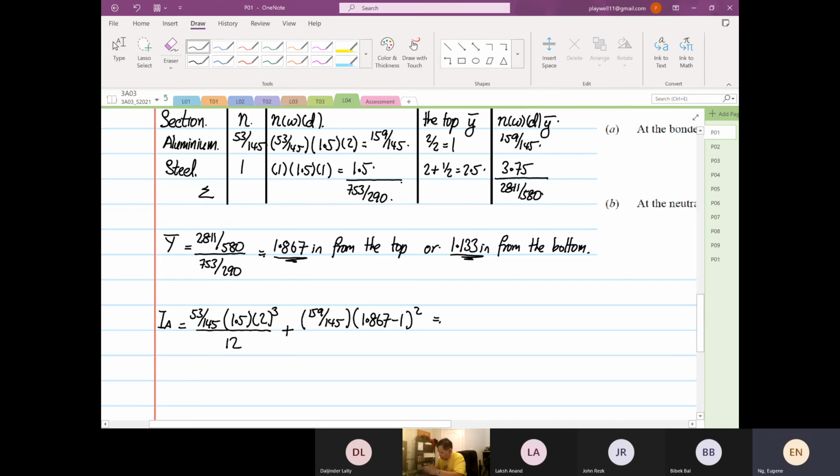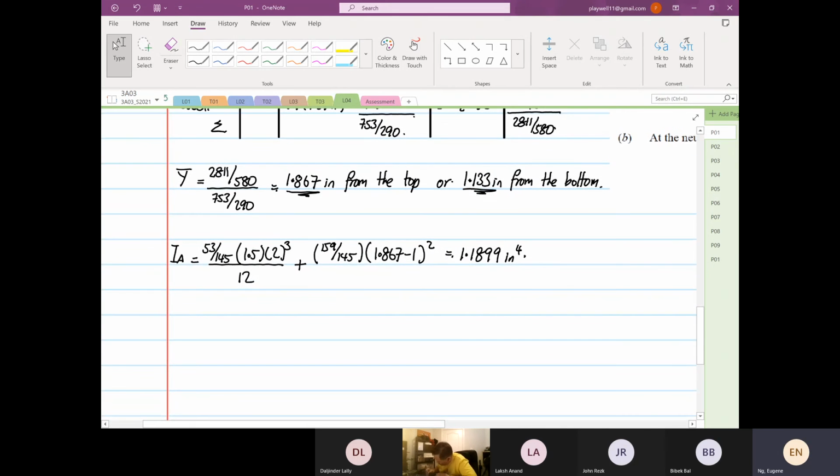Plus pi over 12 plus pi times 159 over 145 times (1.867 minus 1) close bracket squared. The whole thing is 1.1899 inches to the power 4. Okay, so that's for the aluminum.